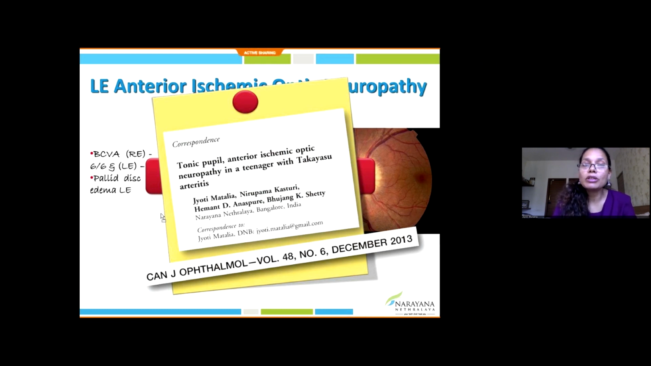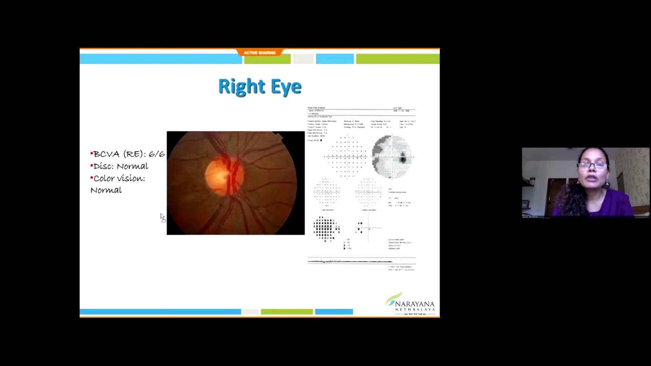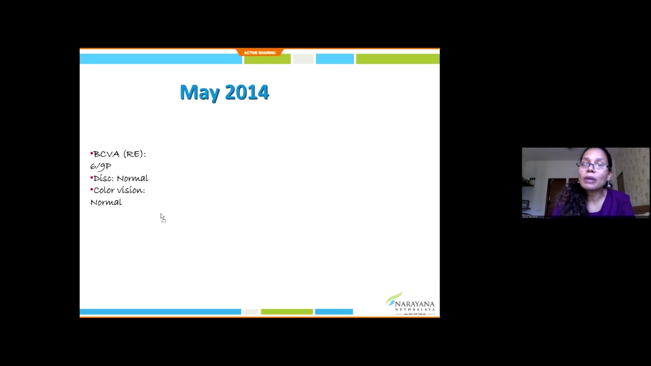Why I wanted to also show you is that, at the same time, the right eye was perfectly normal. If you see, it was 6/6, a normal disc, normal color vision, healthy, and you could make out that the right eye field is perfectly normal. But she came in May 2014 saying that the vision was less. Yes, it had dropped from 6/6 to 6/9 parts, but still there were no major disc changes or any color vision changes.